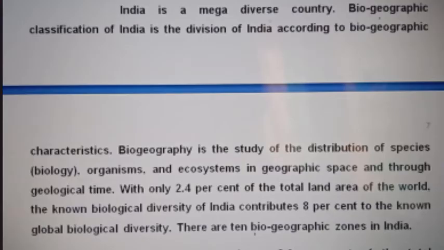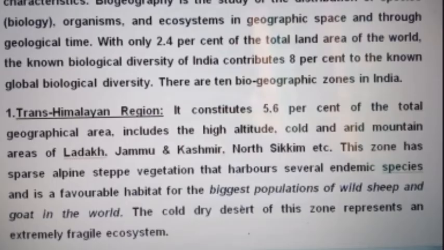Number 1. Trans-Himalayan Region. It constitutes 5.6% of the total geographic area, including the high altitude, cold and arid mountain areas of Ladakh, Jammu and Kashmir, North Sikkim, etc. This zone has a sparse alpine steppe vegetation that harbors several endemic species and is a favorable habitat for the biggest population of wild sheep and goat in the world. The cold, dry desert of this zone represents an extremely fragile ecosystem.